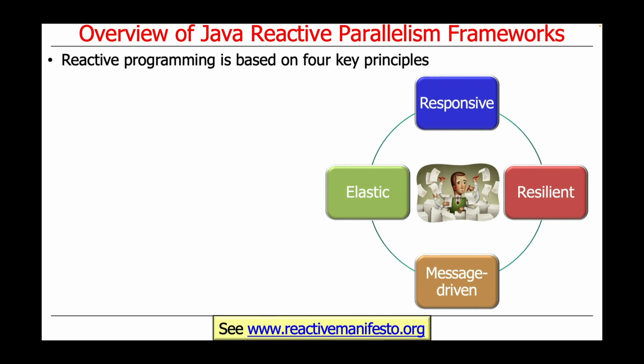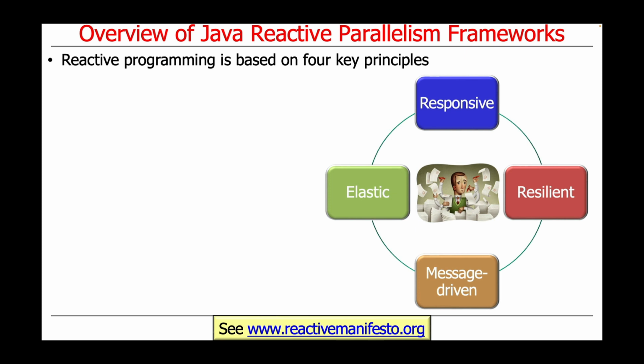So there are four key principles in the reactive programming paradigm. And if you want to read more about this, go take a look at reactivemanifesto.org. You can't have a new paradigm without a manifesto. So we have the Agile Manifesto. We have the Reactive Manifesto.